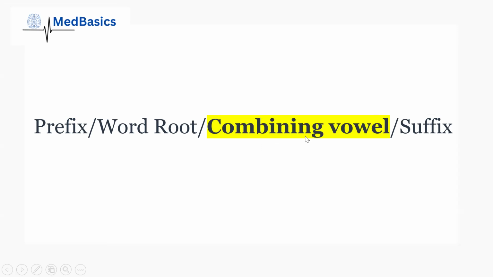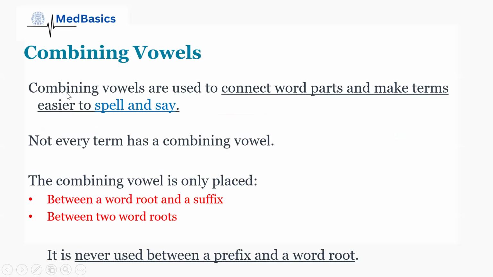Before we start, have a look at its arrangement. The combining vowel is placed between the word root and the suffix. So this is the ideal location, or the placement. Now, combining vowels are used to connect word parts and make the terms easier to spell and say.